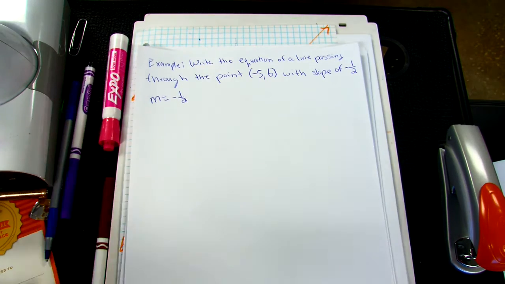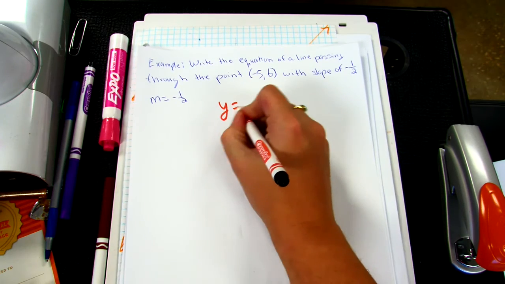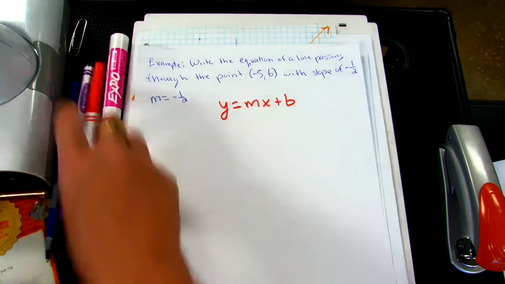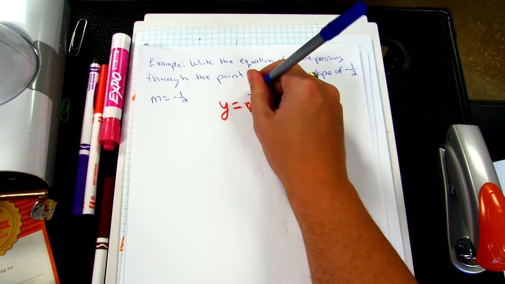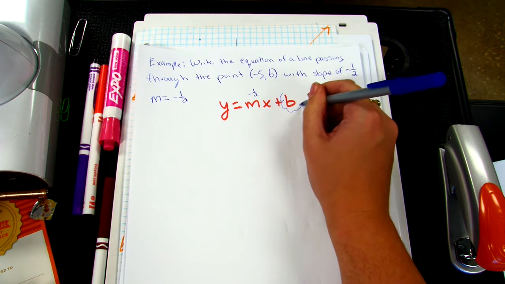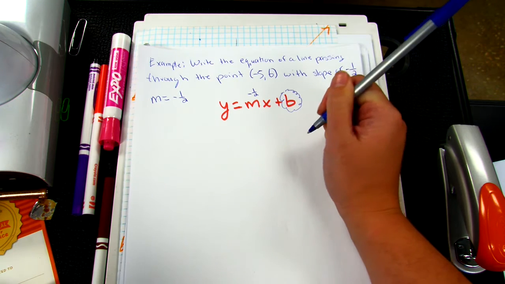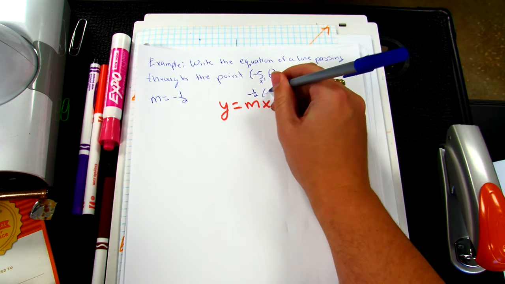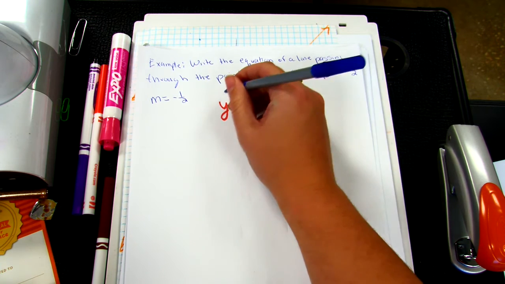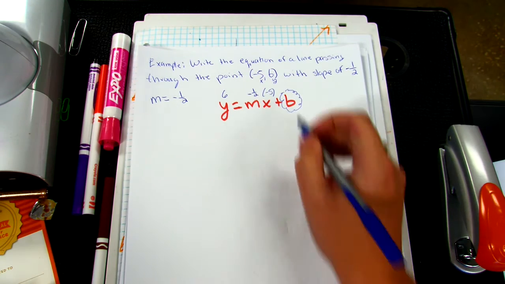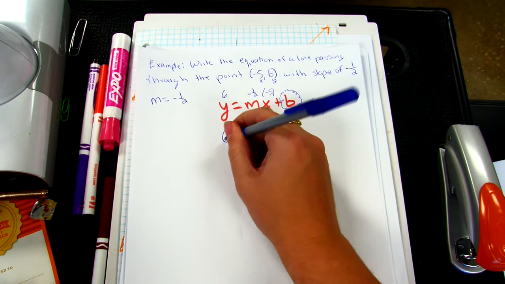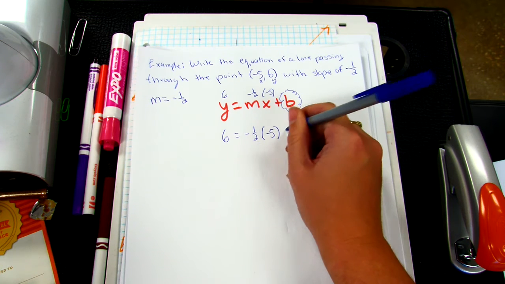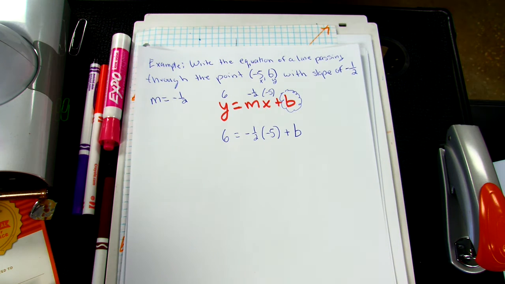Okay, so we look at our slope-intercept form. y is equal to mx plus b. Okay, we know that m is -1/2. We want to figure out what b is. We don't know what our y-intercept is. They didn't give it to us. They did give us an x and a y, right? We know that x is -5 and y is 6. Okay, so now we can solve for b. 6 is equal to -1/2 times -5 plus b.